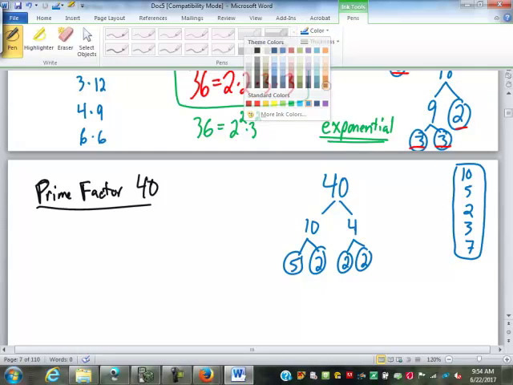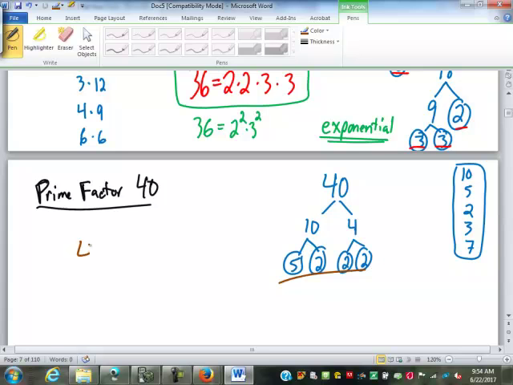Anyway, we've got it prime factored here. 40 is equal to 2 times 2 times 2 times 5. Or if I did that in exponential form, 40 equals 2 to the third times 5. Any questions?